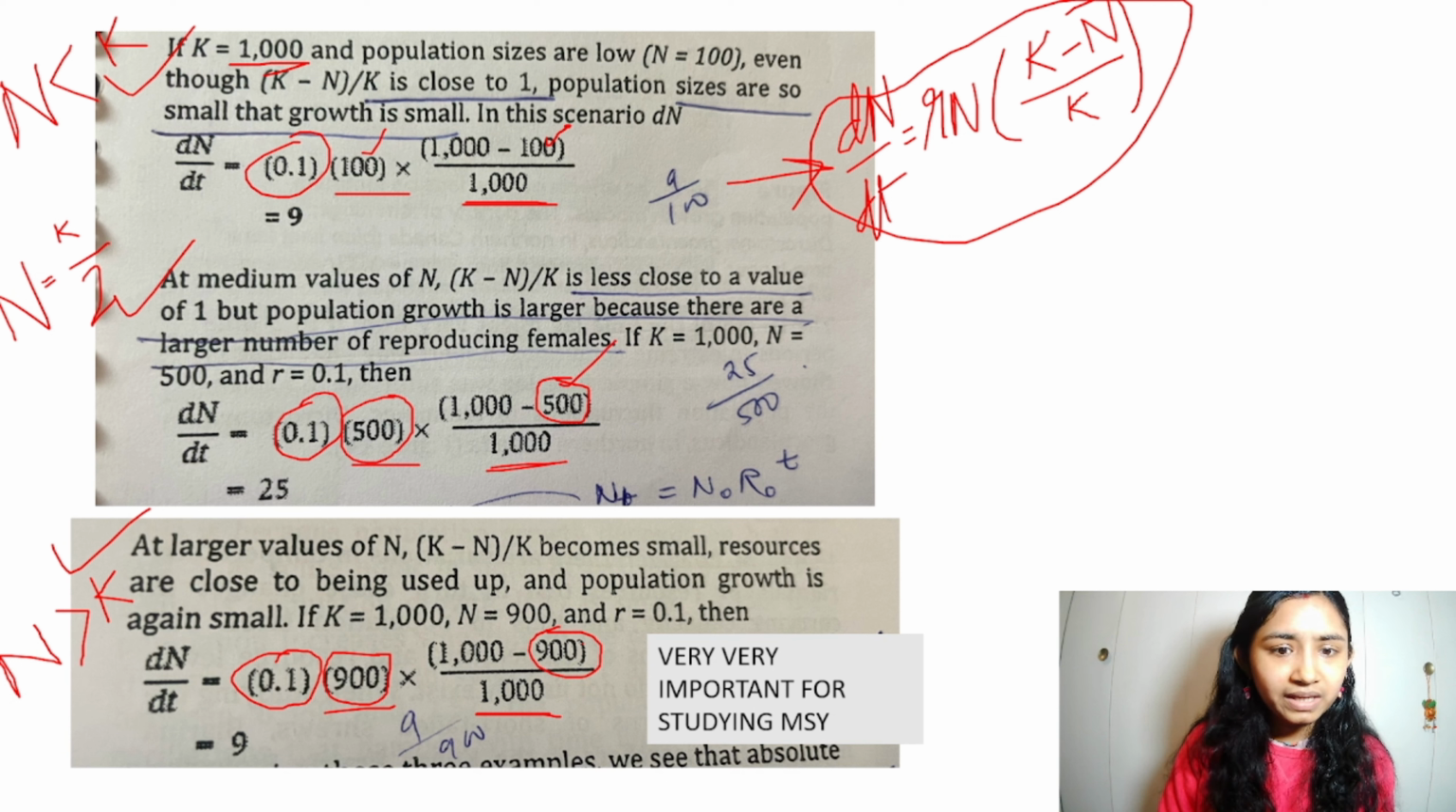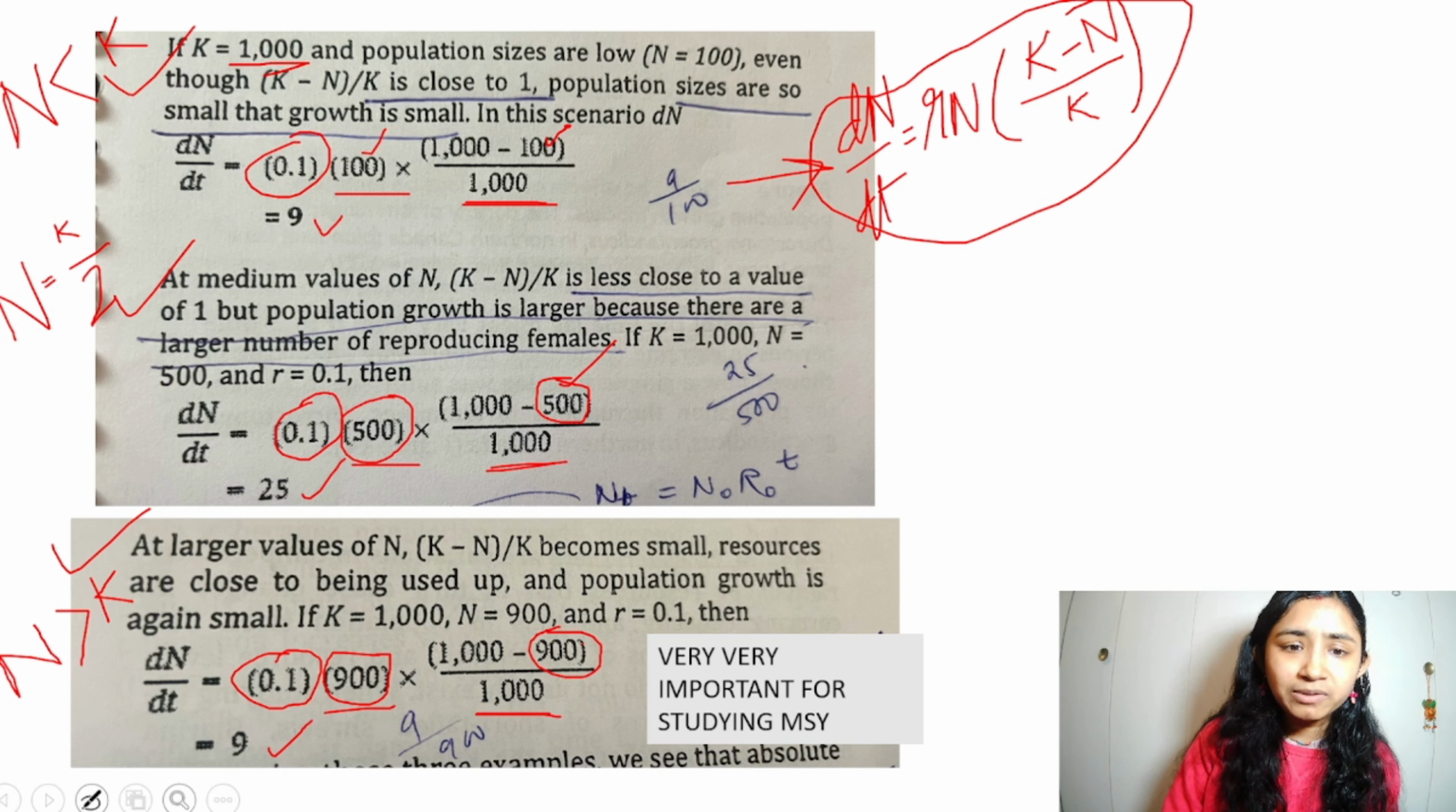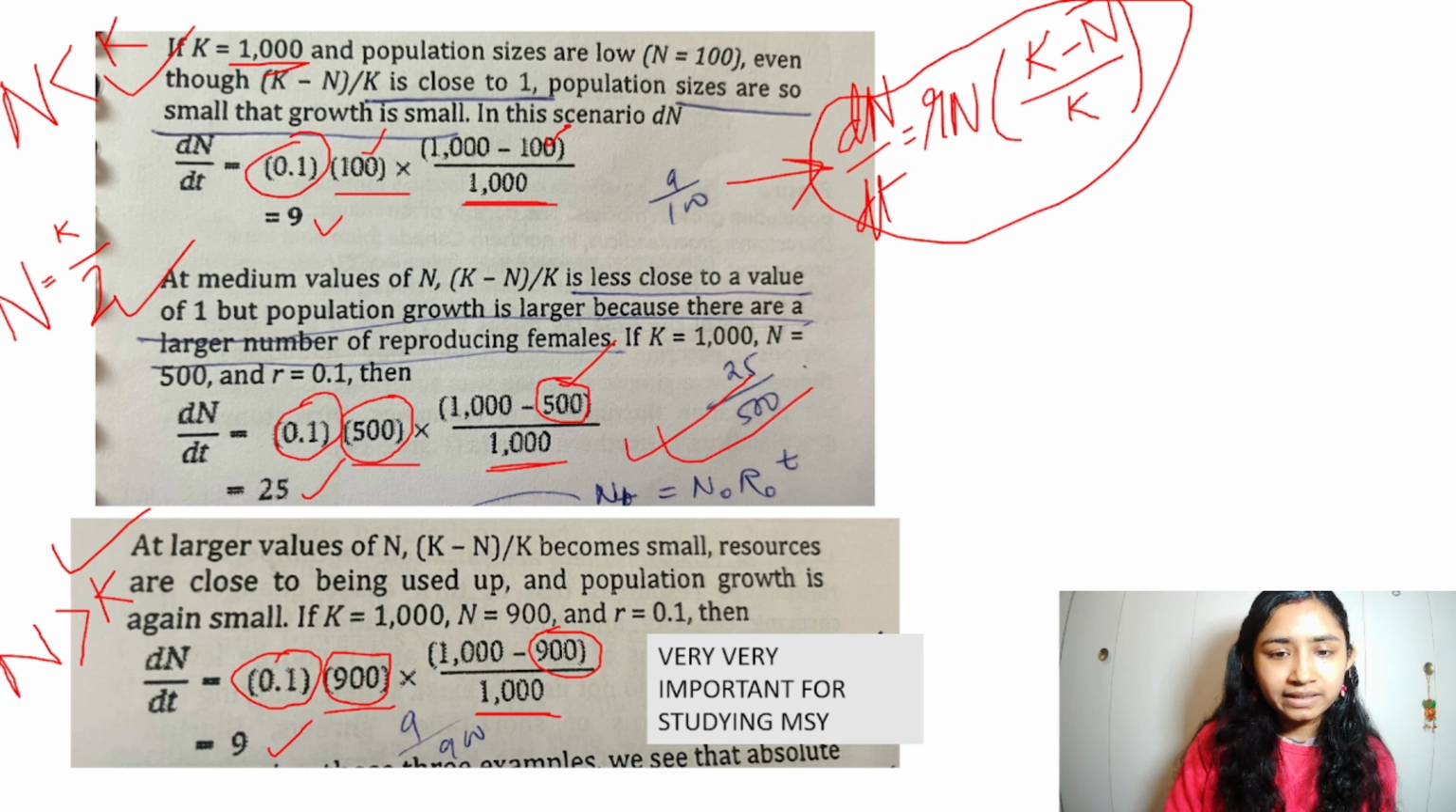In all 3 cases, you can see that the population growth is 9, here 25, and here 9. What did you get from this? That whenever your population size is half of the carrying capacity, then the population growth is maximum. So that is why at this point we get maximum sustainable yield. Always remember that whenever your population size is half of the carrying capacity, then your population grows at maximum.